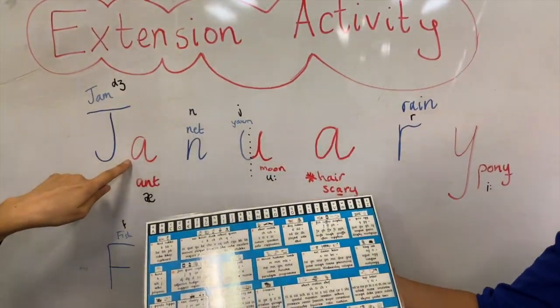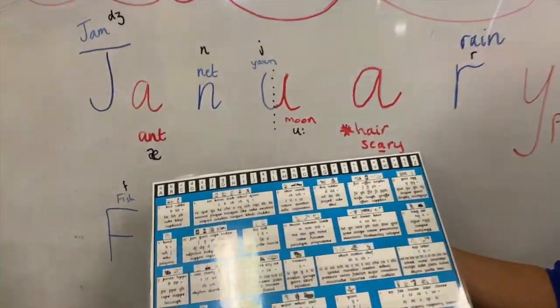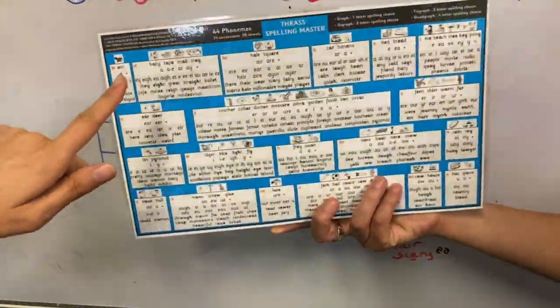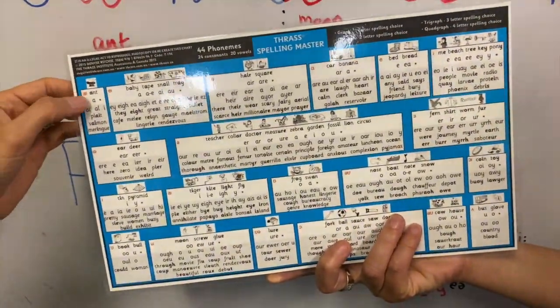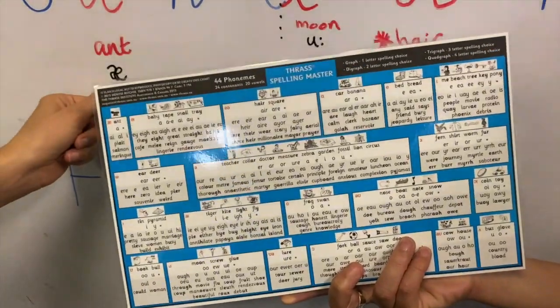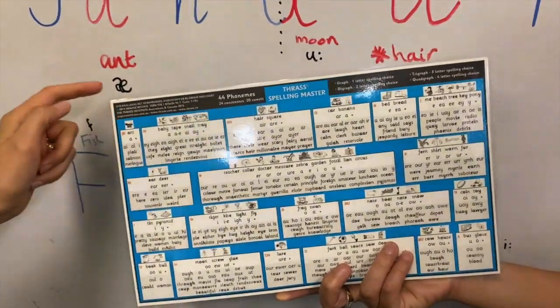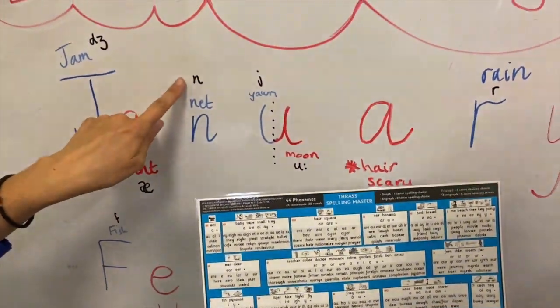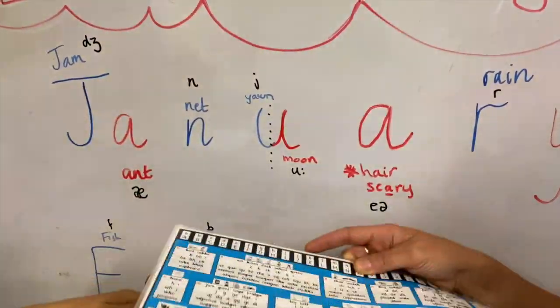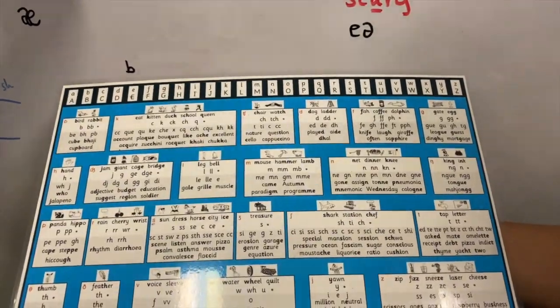Then we have A as in ant. So we flip it over to your vowels. There's the at box, and you can see here it's in red, but on mine I've put it in black. That's the at symbol. Then we have N as in net. So we flip it back over in the N box. And the IPA is very easy, it's just an N.